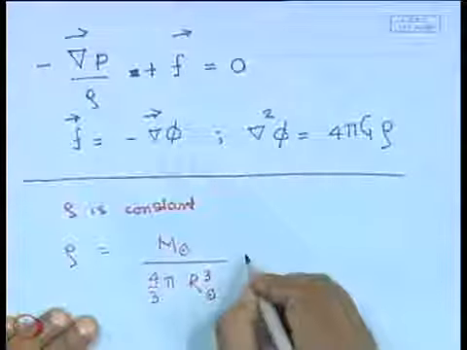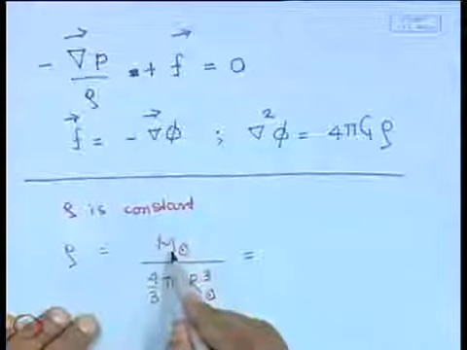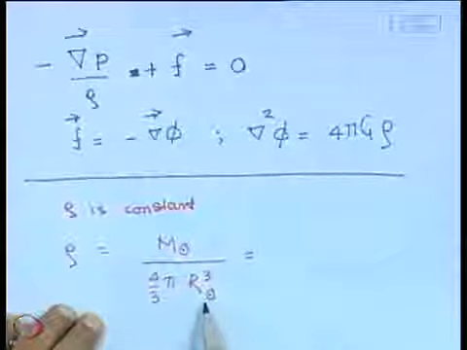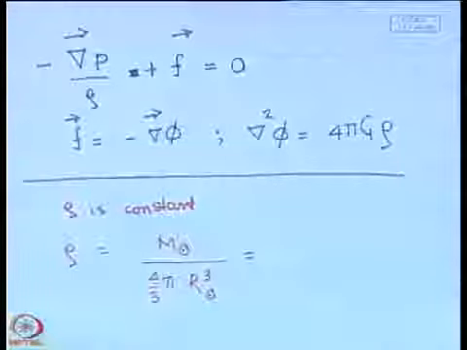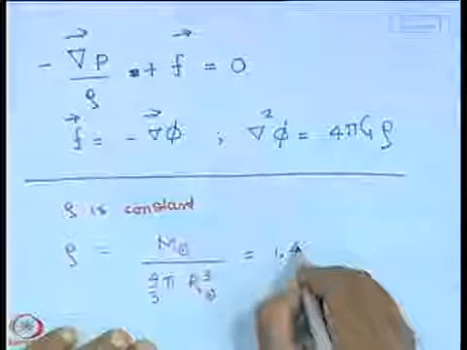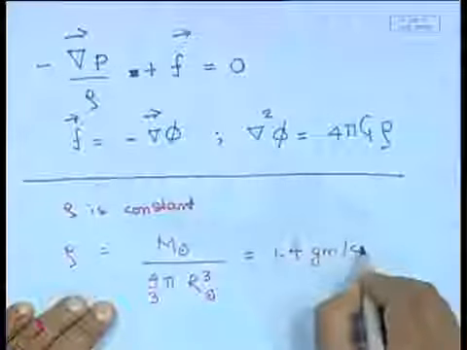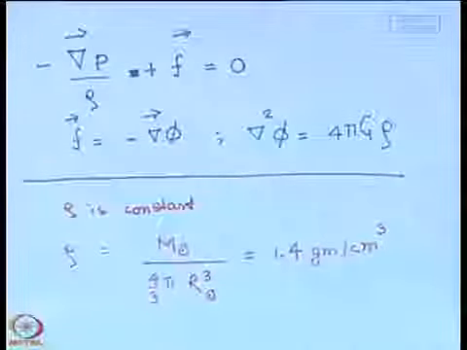If you put in the values, this is 2 into 10 to the power 30 kilos, this is 6.96 into 10 to the power 8 meters. I have already told you these values. If you put in all of these numbers, the mean density of the sun comes out to be 1.4. Let me express it in grams per centimeter cube. So, the density of the sun is comparable to the density of water.